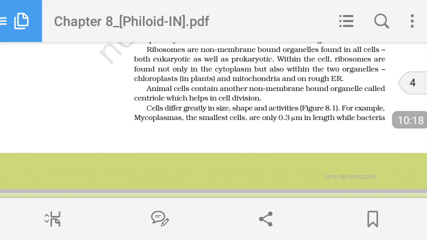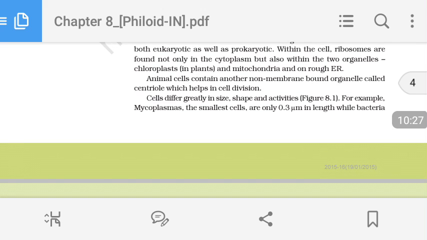Then animal cells contain another non-membrane bound organelle called centriole which helps in cell division. We will study centriole at the time of cell division.